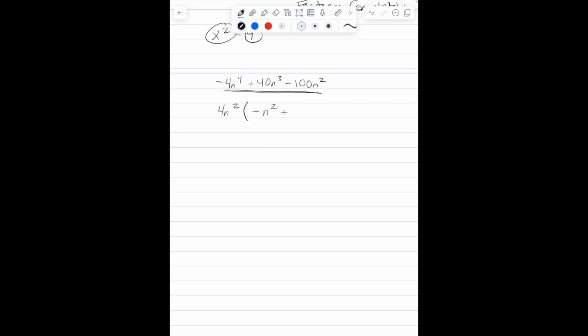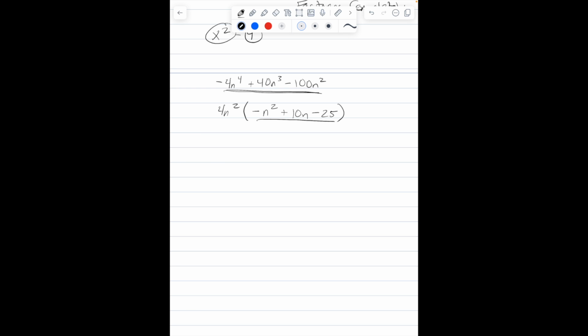And if I divide 40n to the third by 4n squared, I end up with 10n. And if I divide negative 100n squared by 4n squared, I get negative 25. That n squared divided by n squared gives us 1. So we're left with this. Well, the nice thing about this problem is that this looks pretty clean to factor, doesn't it? Certainly does.